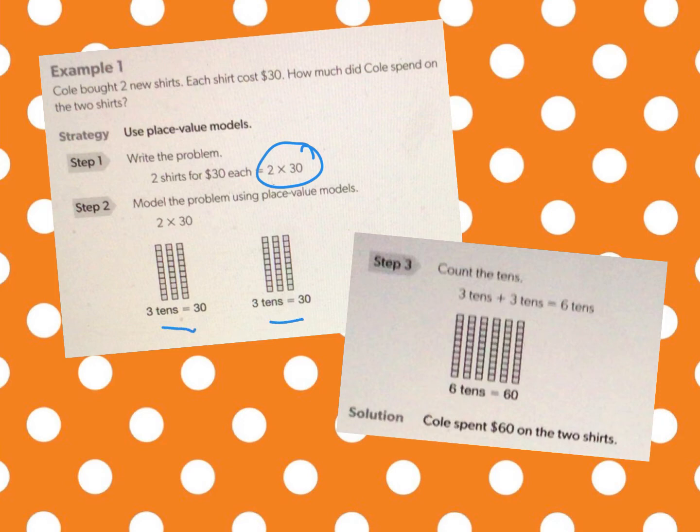And then finally, the final step is to count the tens. 3 tens plus 3 tens equals 6 tens, and I know that 6 tens equals 60. So Cole spent $60 on the 2 shirts.